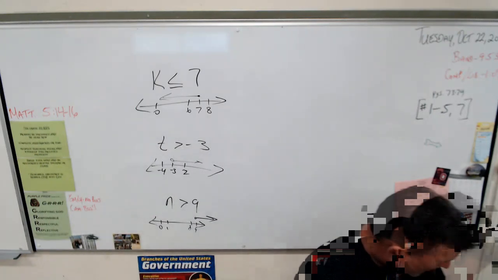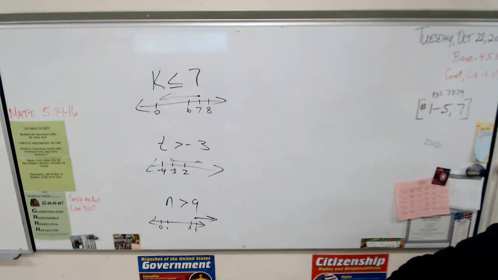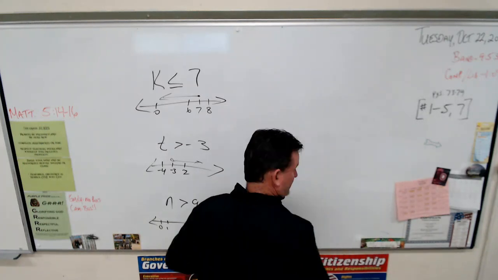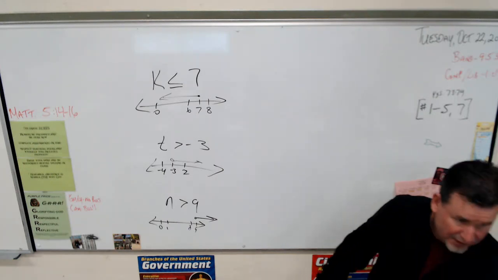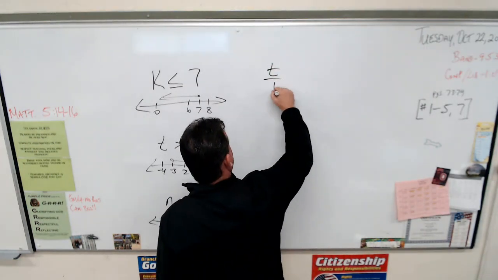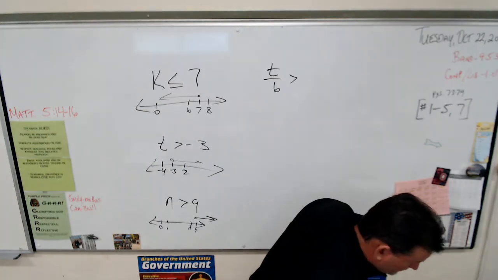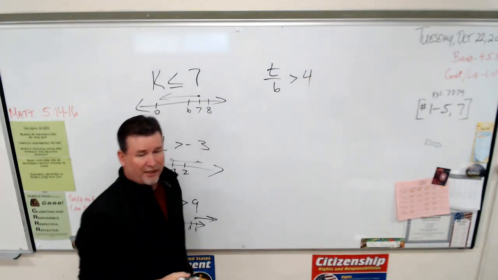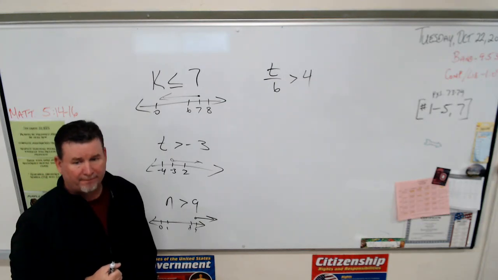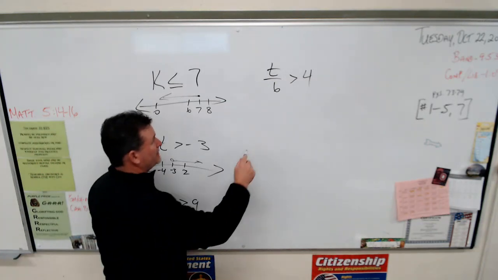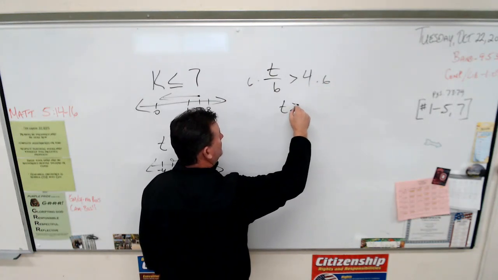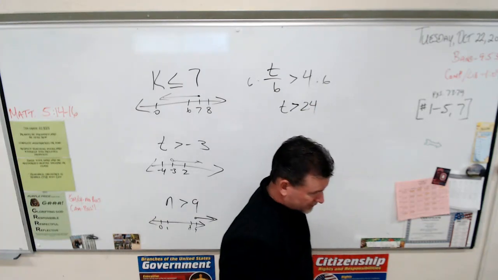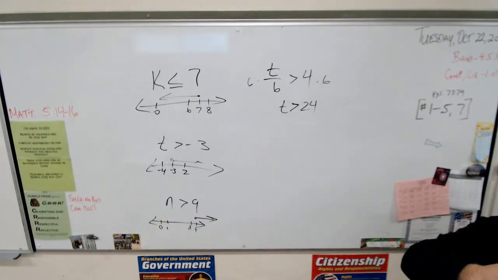Let's dive in. I won't leave you dry. Let's go to page 147. t divided by 6 is greater than 4. What's the answer? This is, if you're following at home, number 1, middle of page 147. t divided by 6 is greater than 4. Solve for t. Somebody tell me what to do. Multiply by 6. If I multiply both sides by 6, t is greater than 24. Can I hear an amen? Amen.